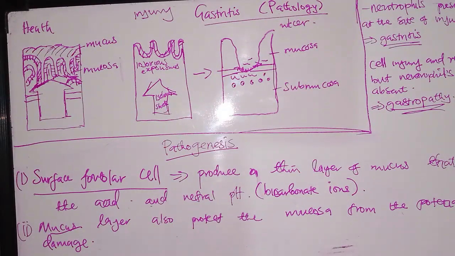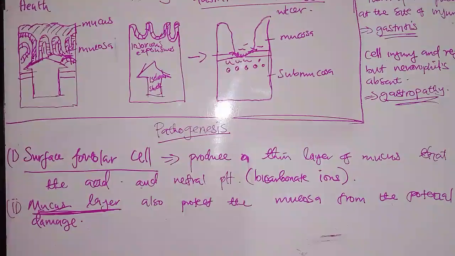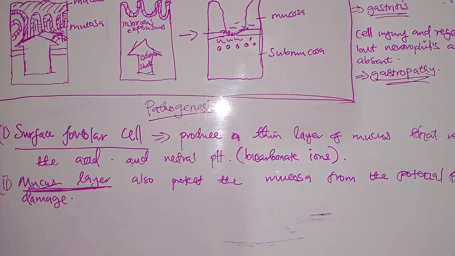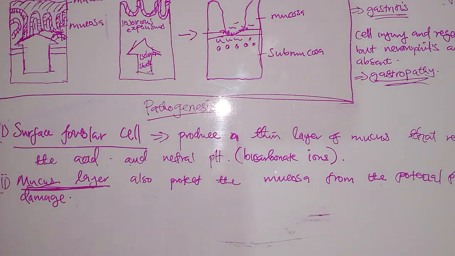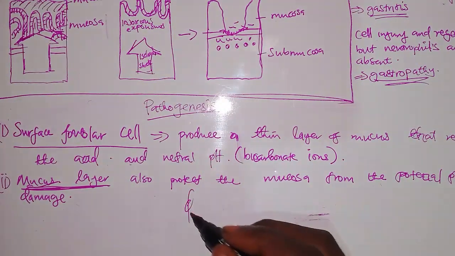So what is the mucosa? These are the cells which basically produce the mucus. So they have to be protected by the same mucus layer which is produced. So now we have understood how the normal stomach protects itself from being digested. Now, how do ulcers or gastritis come about? So now here we can talk about the disease.